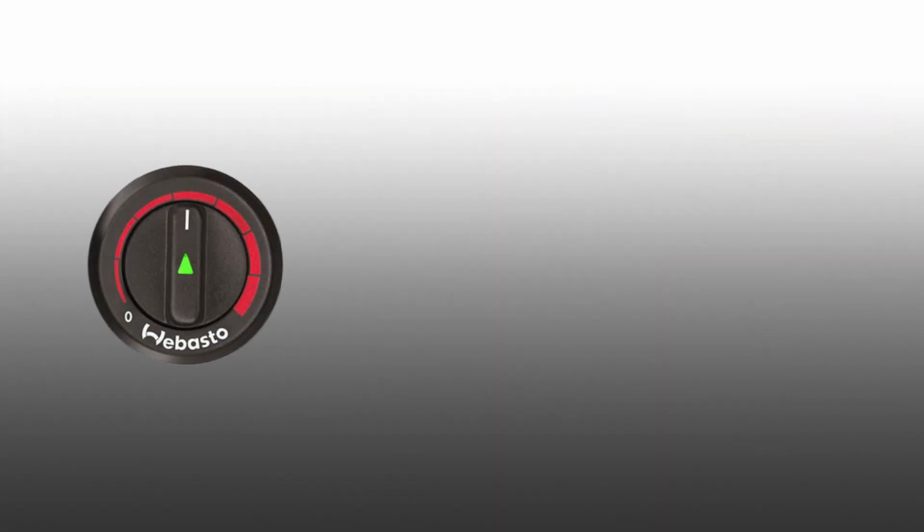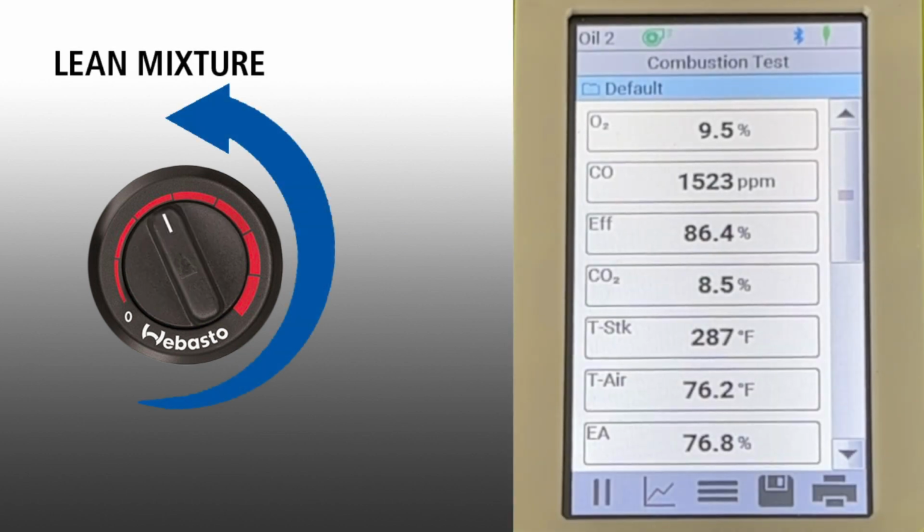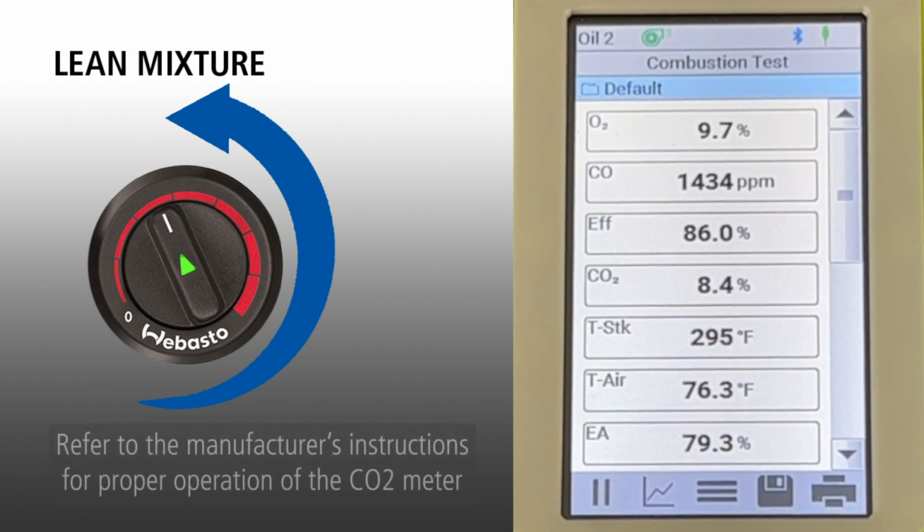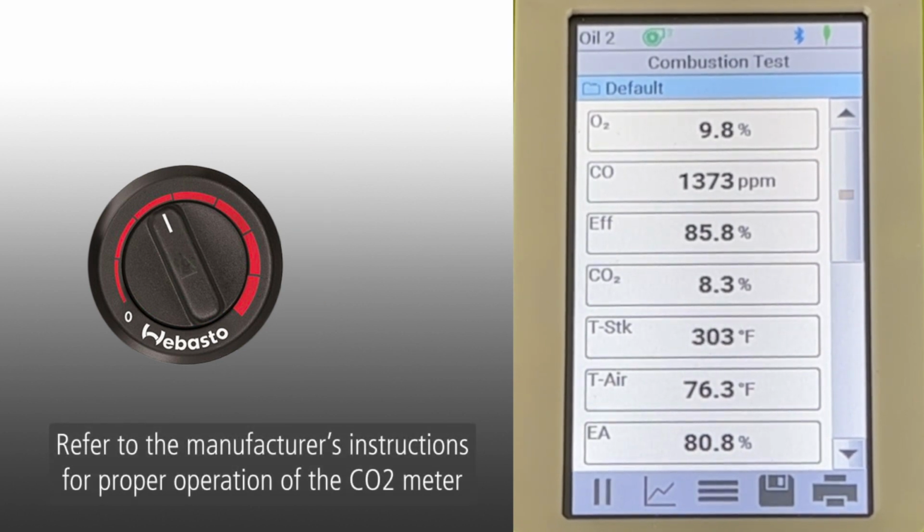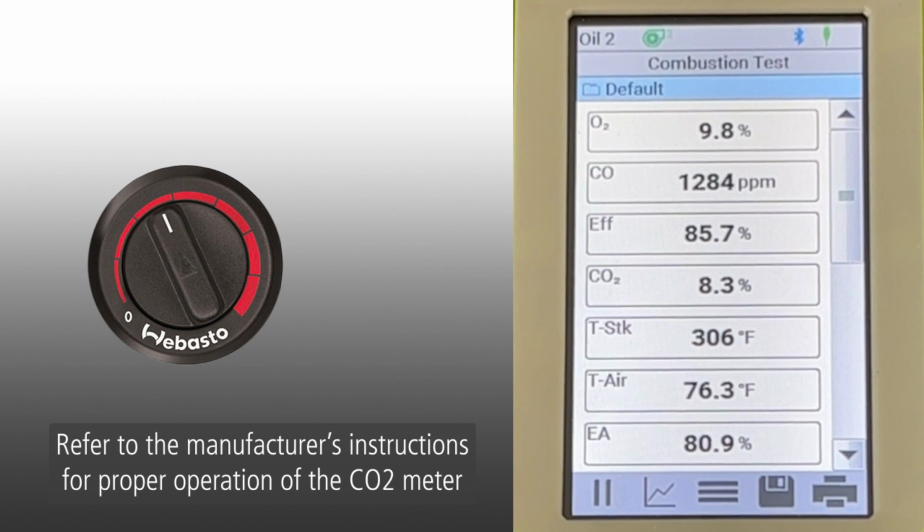Turn the heater on to the 12 o'clock position. A flashing indicator light lets you know that the heater is ready for adjustment. Turn the knob in small increments, waiting a few minutes between adjustments. Observe the CO2 reading. Make more small adjustments as needed.